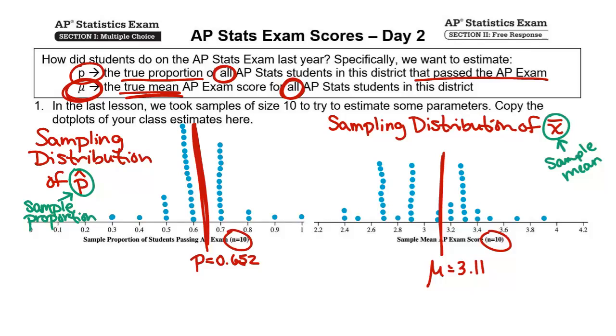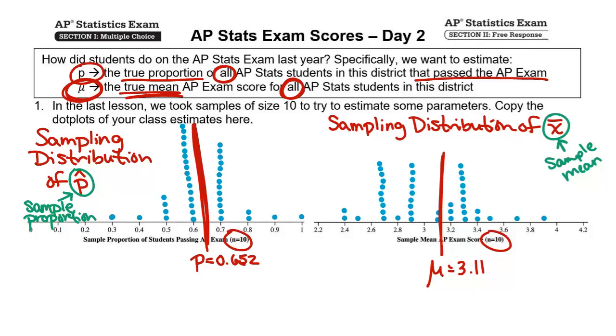Number 3, did the class mostly overestimate or underestimate or neither the true proportion and the true mean? Look at the true proportion. Here's where the true proportion is, 0.652. It's located about where on our sampling distribution? About in the middle. So did we do a bad job of estimating this? No, we didn't consistently overestimate, we didn't consistently underestimate. We did an okay job with this one.